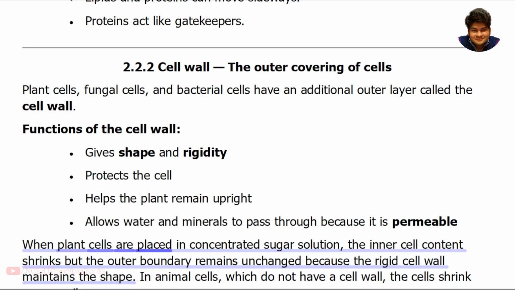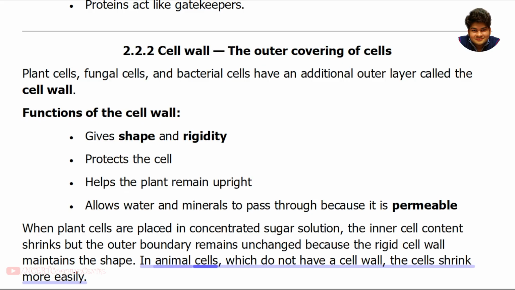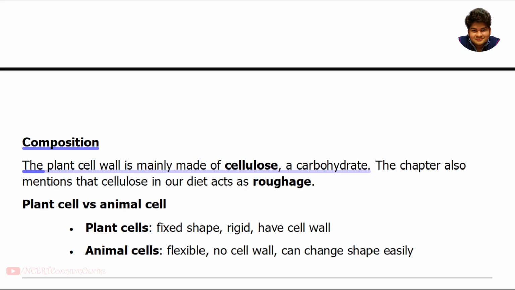When plant cells are placed in concentrated sugar solution, the inner cell content shrinks but the outer boundary remains unchanged because the rigid cell wall maintains the shape. In animal cells, which do not have a cell wall, the cells shrink more easily. Composition. The plant cell wall is mainly made of cellulose, a carbohydrate. The chapter also mentions that cellulose in our diet acts as roughage.